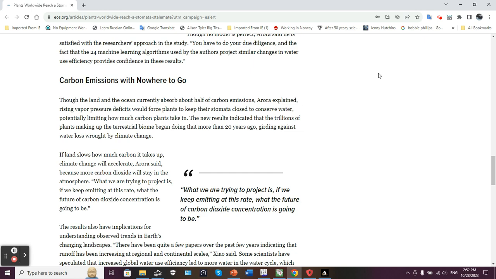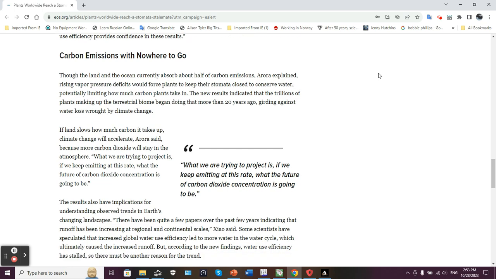Though the land and the ocean currently absorb about half of carbon emissions, Aurora explained, rising vapor pressure deficits would force plants to keep the stomata closed to conserve water, potentially limiting how much carbon plants take in. The new results indicated that the trillions of plants making up the terrestrial biome began doing that more than 20 years ago, guarding against water loss due to climate change.